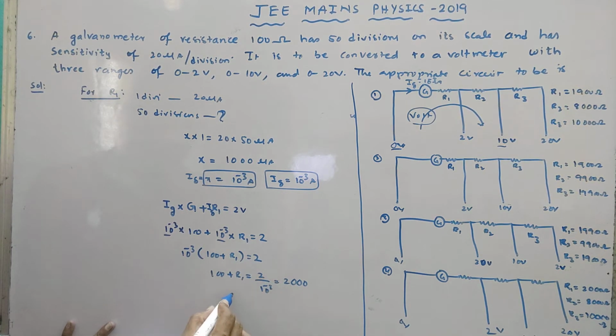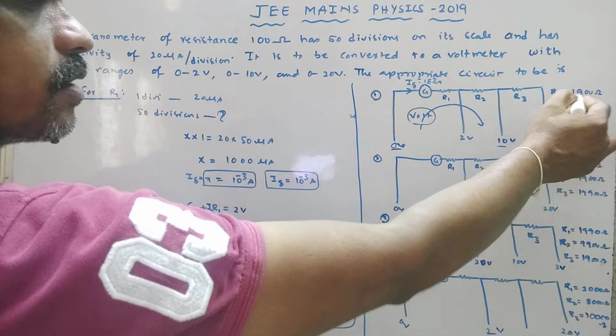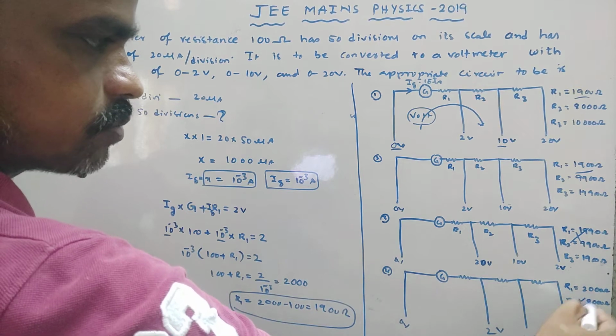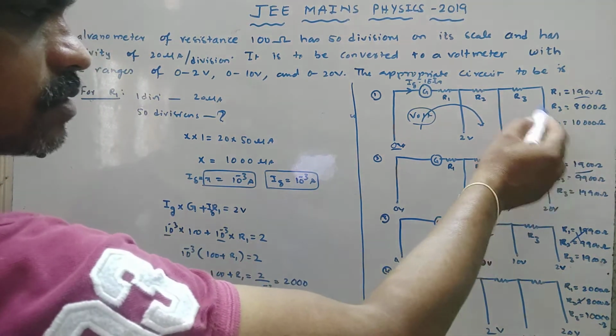So for R1 equal to 2000 minus 100, you are getting 1900 ohm. Among the options, R1 equal to 1900 ohm, 1900 ohm, 1990. So this is not an option, this is not an option. We have two options. So if we calculate R2, R3, then we can decide which is the correct option.